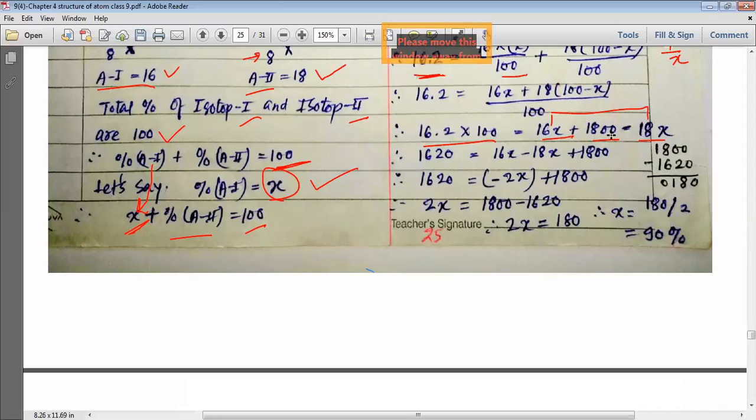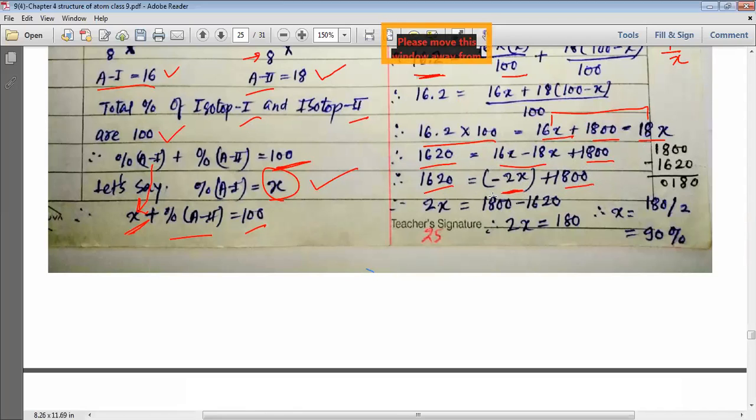Now just look into these two. These both terms contain X, so we shall write them near to each other. This 16.2 multiplied by 100 is 1620, my dear students. We write this 16X minus 18X. We write this 1800 as usual. We know that 16 minus 18 is equal to minus 2, so it is minus 2X. So 1620 is equal to minus 2X plus 1800.